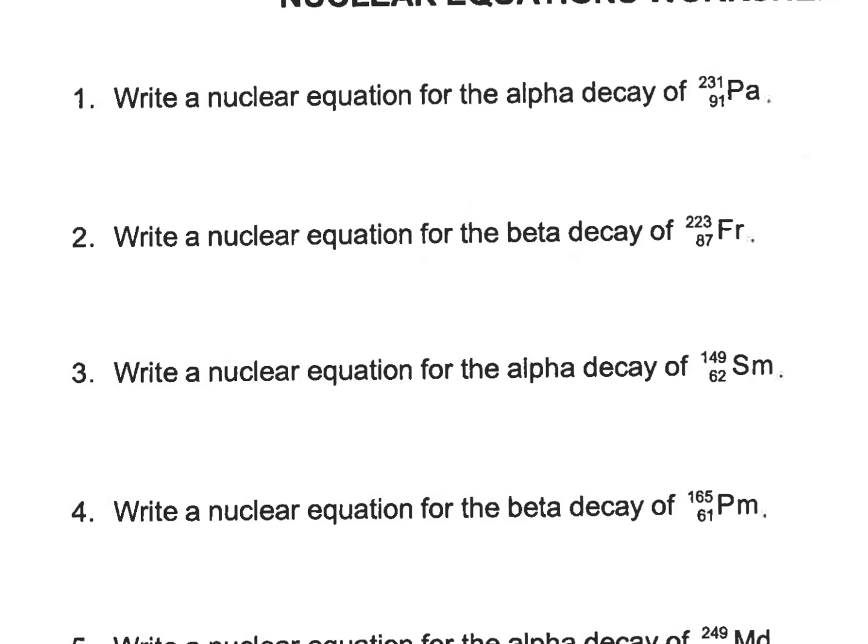Okay, so we're going to learn how do we write nuclear equations for alpha or beta decay. So number one, we're going to write the nuclear equation for the alpha decay of protactinium. The first thing we're going to start with is to rewrite this symbol exactly how you see it. So we're going to write the 231 as the top number, 91 is the bottom number, and then Pa is the symbol.